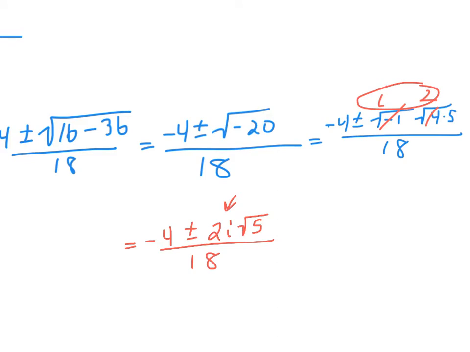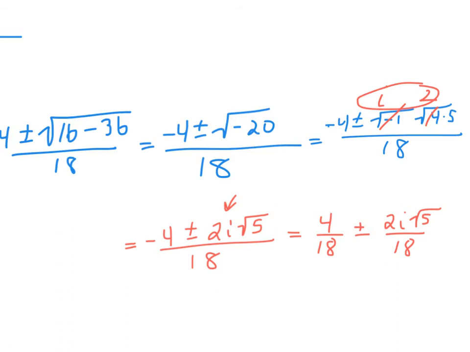Now, there's a couple ways you could do this next part. I suggest you write this out separately, just for a second, so you can see if anything simplifies. Sometimes you'll see that 18 and 4 can simplify, but you may not see the 2 or something like that.